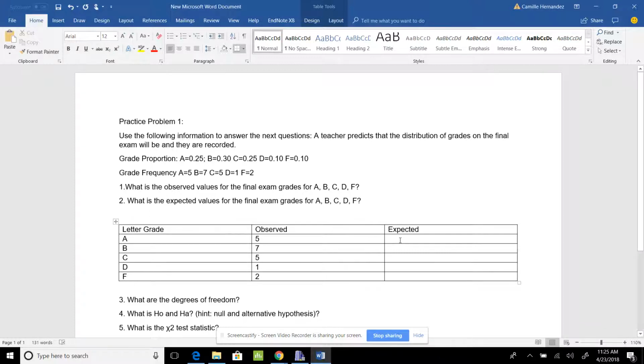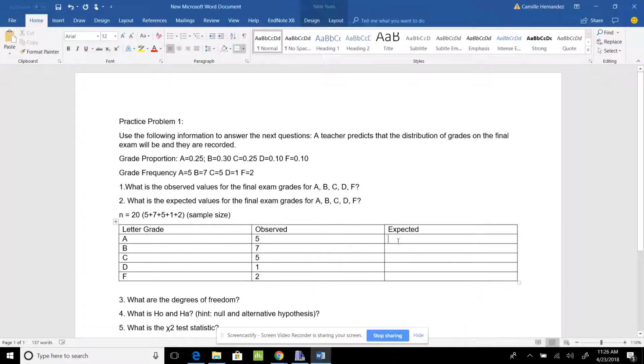All right. The expected is the one that's a little bit difficult because I don't have it expected. All I have is the proportions. So my first step is I'm going to add up 5 plus 7 plus 5 plus 1 plus 2, and I get 20. So I'm going to put this right here: N equals 20, because it's 5 plus 7 plus 5 plus 1 plus 2, and that is the sample size. Even though the sample is spread within all these categories, it's still the sample size, and I'm going to make this a little n because that's sample size.